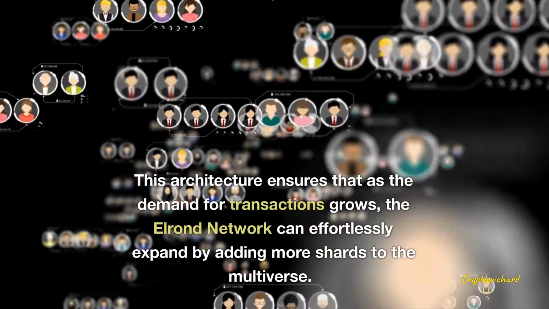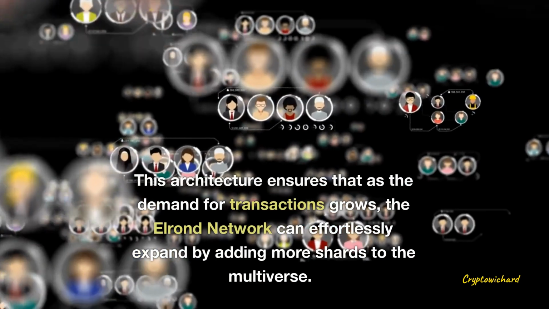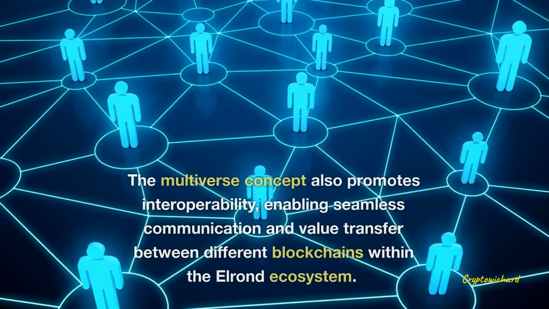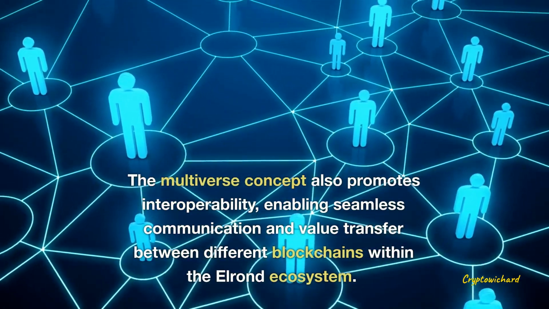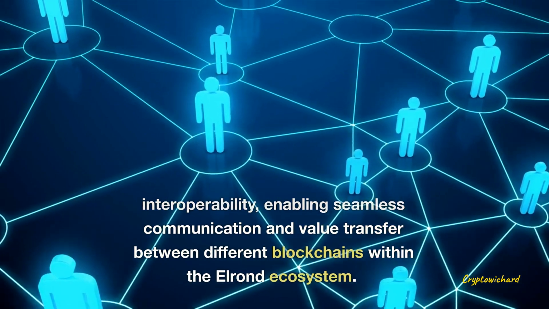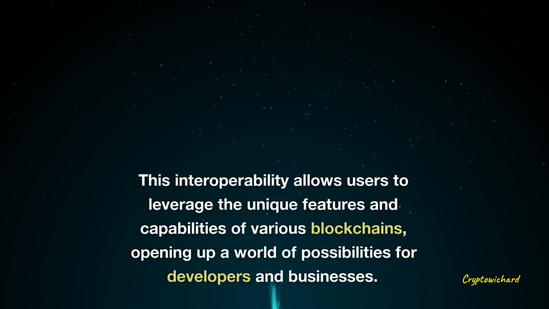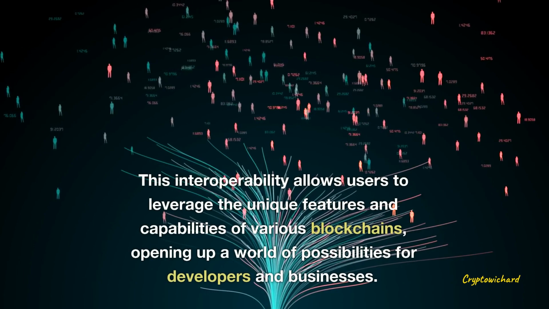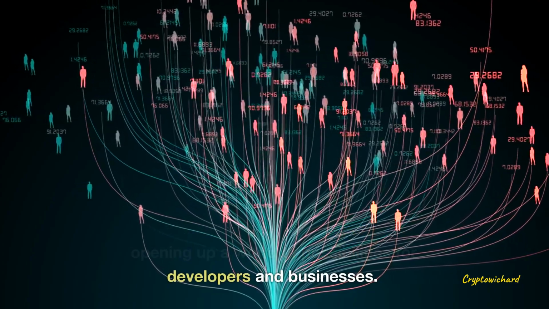This architecture ensures that as the demand for transactions grows, the Elrond network can effortlessly expand by adding more shards to the multiverse. The multiverse concept also promotes interoperability, enabling seamless communication and value transfer between different blockchains within the Elrond ecosystem. This interoperability allows users to leverage the unique features and capabilities of various blockchains, opening up a world of possibilities for developers and businesses.